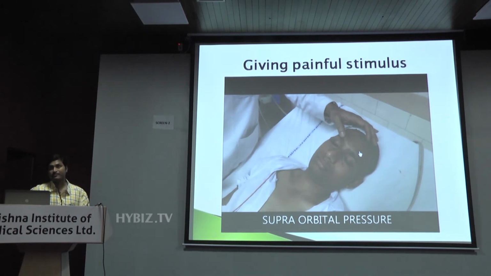Even though all the four methods can be used, there are some protocols. If you are examining for the eye response, the supraorbital pressure should not be used, because even if the patient is conscious, because of pain he will wince, he will grimace, and he will not open the eyes. He will tightly close the eyes.